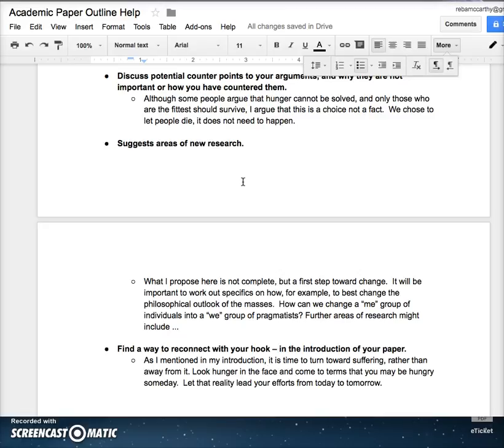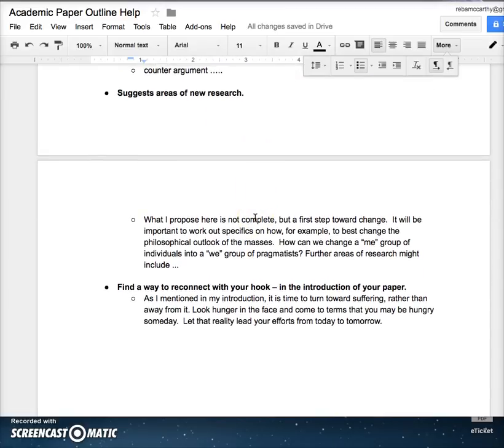We choose to let people die. It does not need to happen. And then I could go on and deal with another counter argument if there was one. I could put it here and so on and so forth, okay?